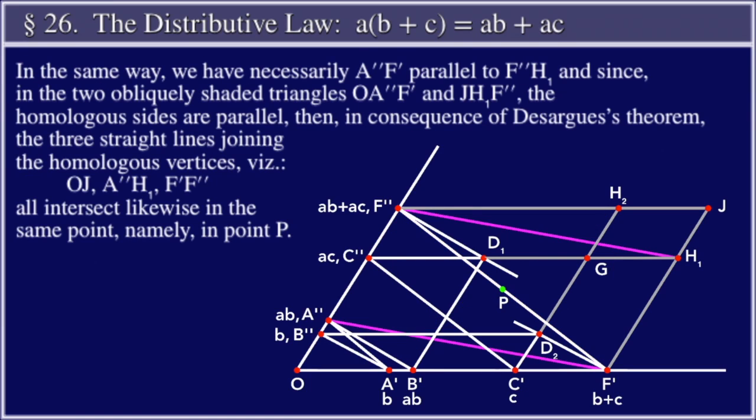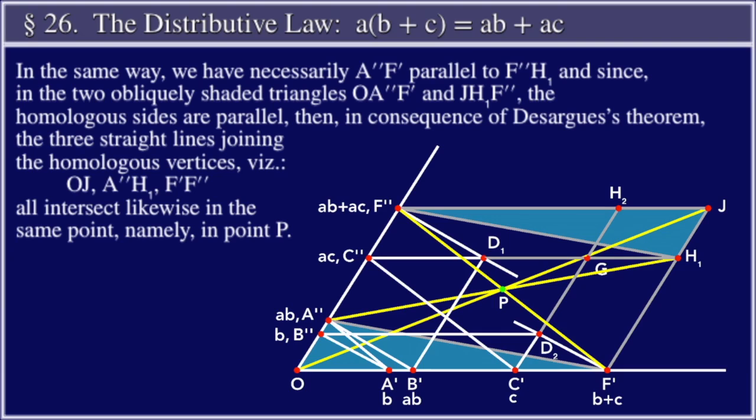In the same way, we have necessarily A''F' parallel to F''H₁, and since in the two obliquely shaded triangles OA''F' and JH₁F'', the homologous sides are parallel, then in consequence of Desargues' theorem, the three straight lines joining the homologous vertices, namely OJ, A'H₁, F'F'', all intersect likewise in the same point, namely in point P.